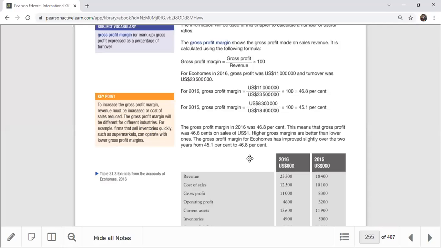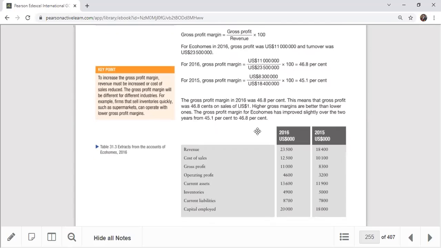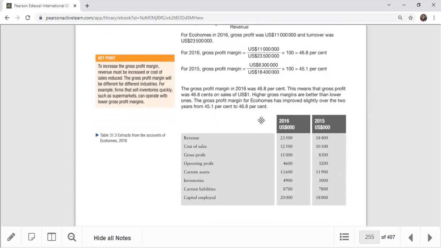Okay, the gross profit margin in 2016 was 46.8%. This means that the gross profit was 46.8% on the sales of $1. Higher gross profit margins are better than lower ones. So that's the normal theory. A higher percentage is better than a lower percentage. But some industry standards are there.